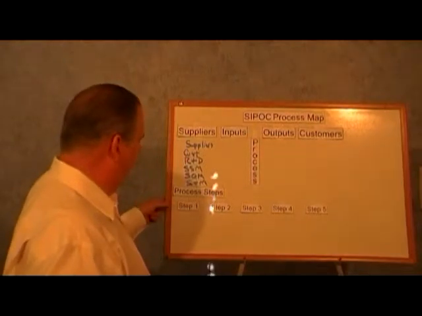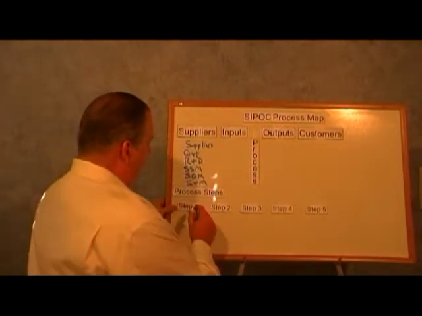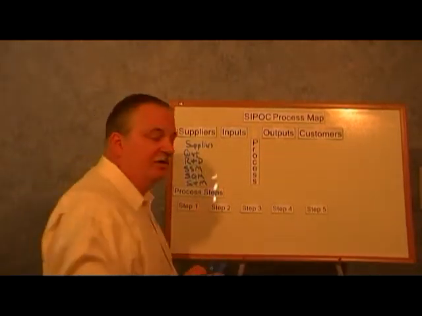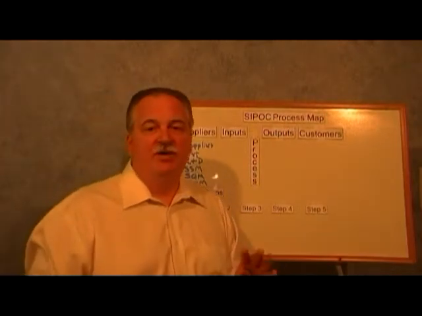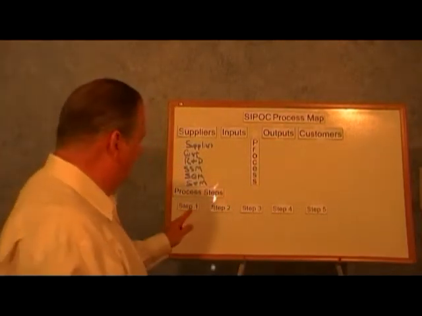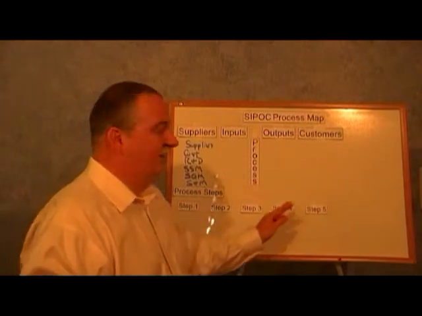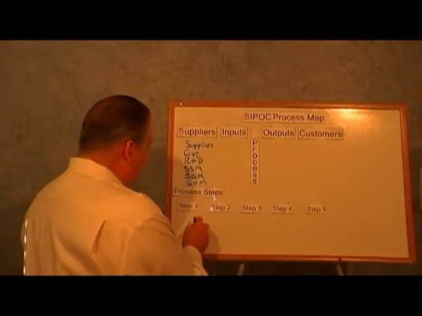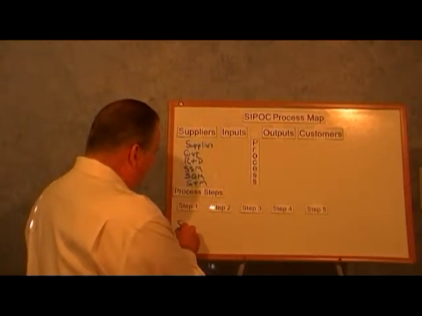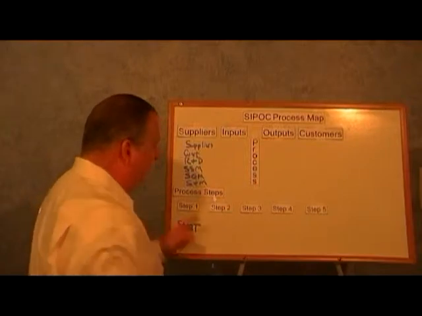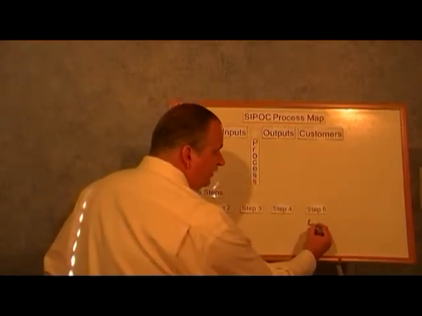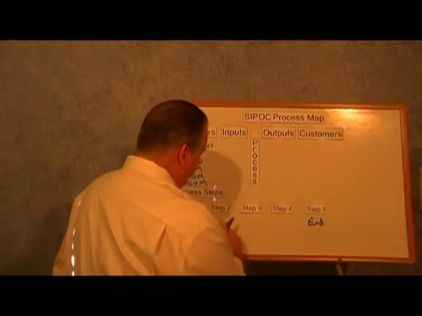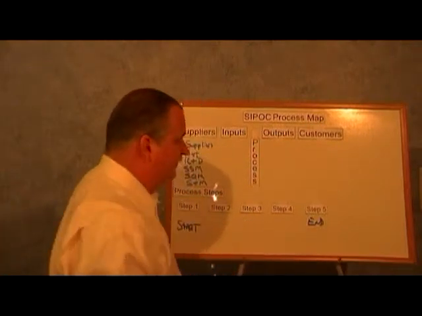The process would then be comprised of steps. And when we build our SIPOC, we're keeping it at a very high level. So we're going to have this restricted to just 5 steps. So we'll have the first step, which is where we start, and the last step would be the end. And then we have some multiple steps in between.